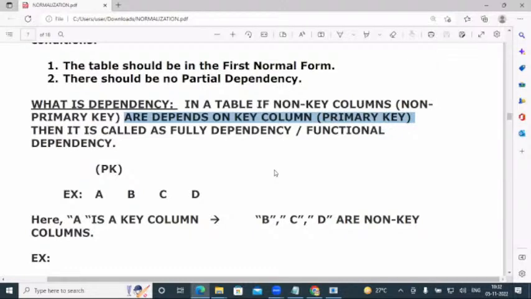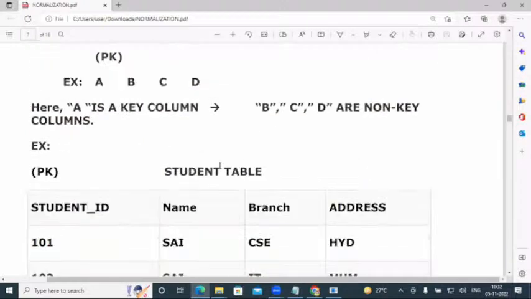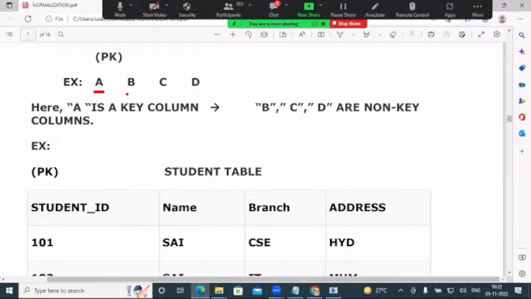So, non-primary key columns all depend on the primary key column, then it is called a fully dependency. Now what does it mean? Observe carefully. Here I have 4 columns A, B, C, D as per the definition I'm explaining. A column is called the primary key. So B comma C comma D, these are non-primary key columns. Suppose all these non-primary key columns depend on the primary key column, then it is called a fully dependency.